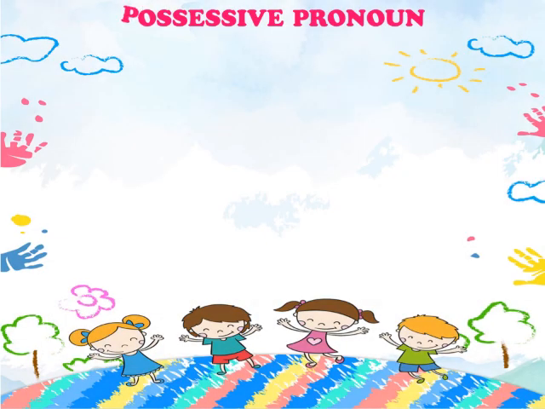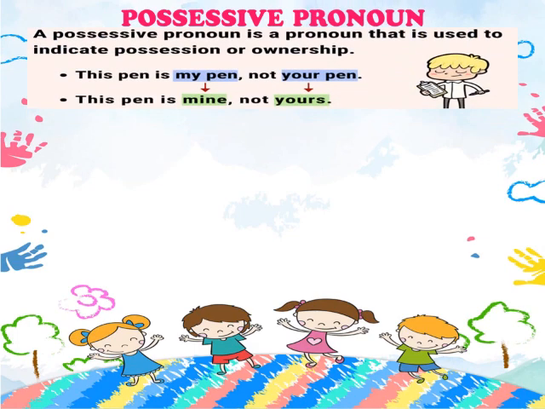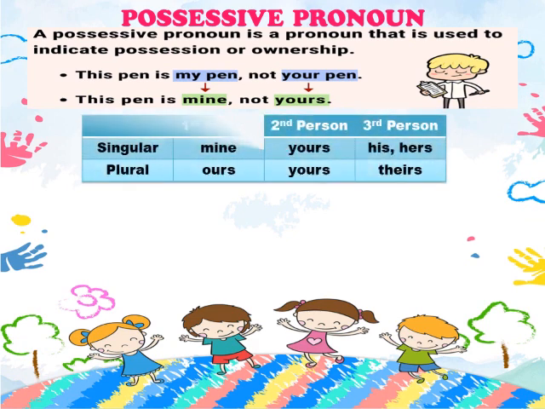Our next kind is possessive pronoun. A possessive pronoun is a pronoun that is used to indicate possession or ownership. This pen is my pen, not your pen. Let us convert this sentence using possessive pronouns. This pen is mine, not yours. In this sentence, mine and yours both are possessive pronouns.